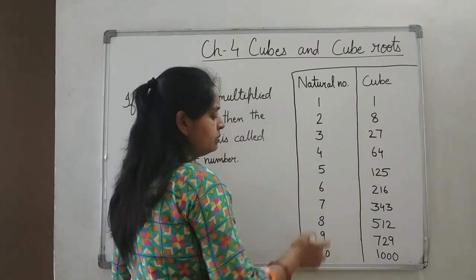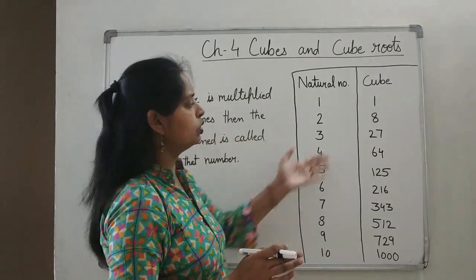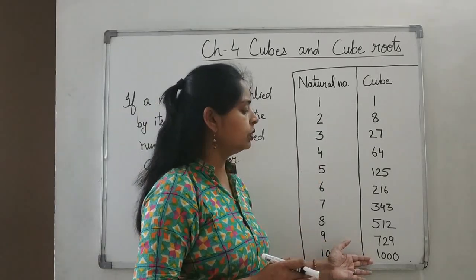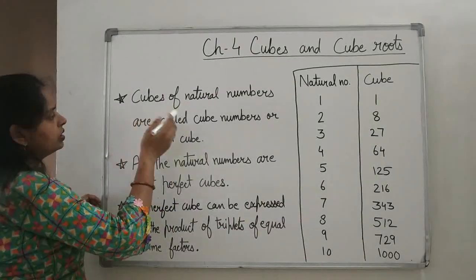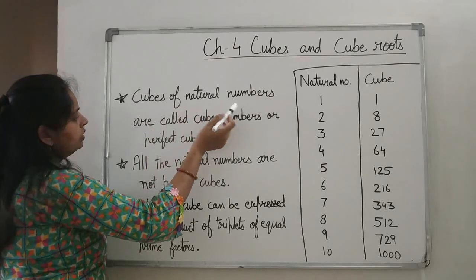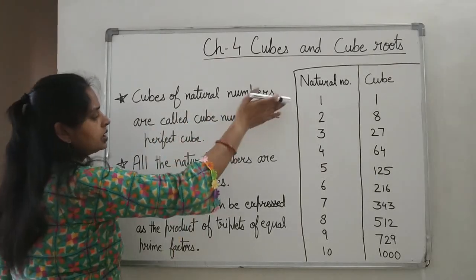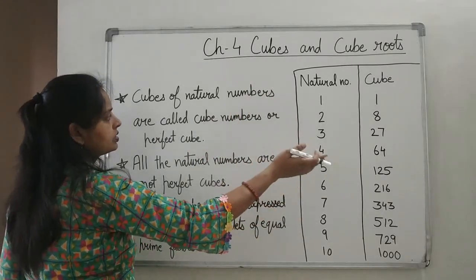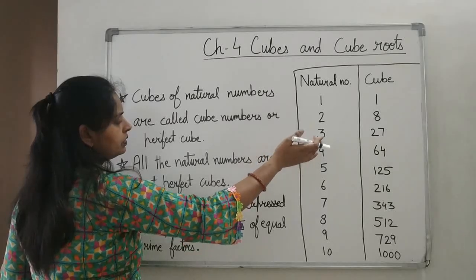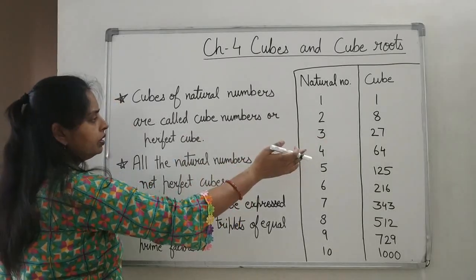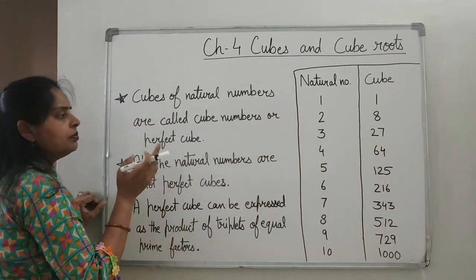At least this much, 1 to 10, is the minimum. You should memorize the cubes of these because it will help you in many cases. Now see some points about it. Cubes of natural numbers are called cube numbers or perfect cubes. When we multiply a natural number 3 times, we get a cube, and that is known as a cube number. It means 27 is a cube number, or it can also be said to be a perfect cube.